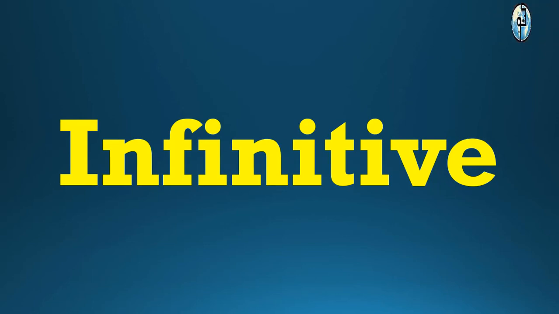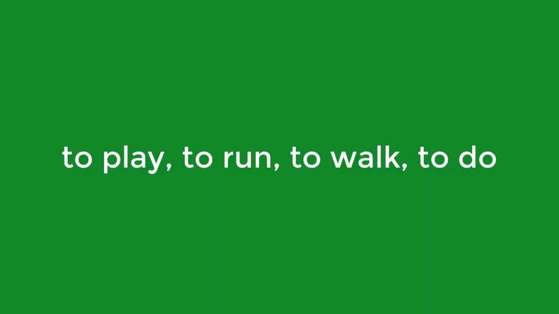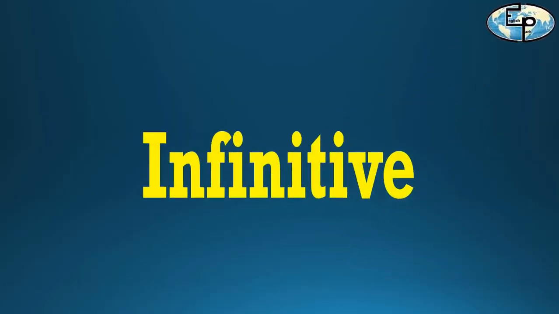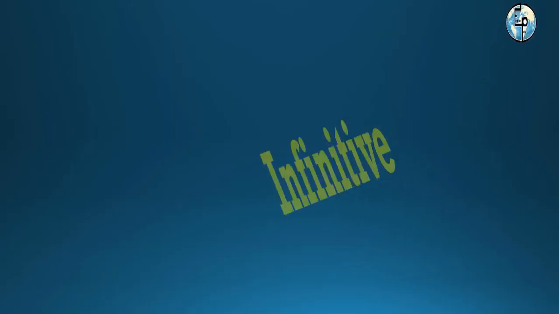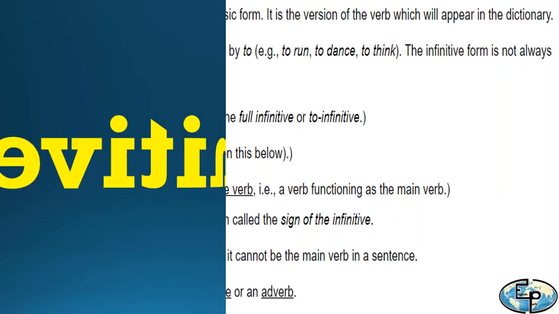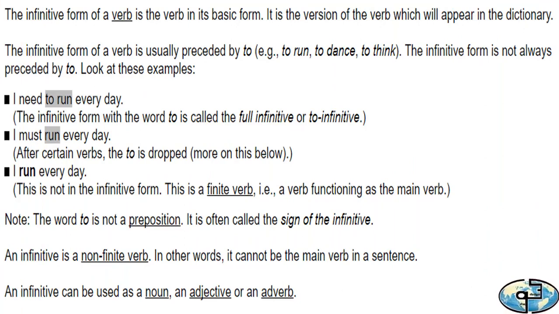The definition of infinitive: Infinitive is such a verb that cannot complete the sense of a sentence. Rather, it can modify or help the finite verb, acting as either noun or adjective or adverb, to complete the sense of a sentence. The infinitive form of a verb is the verb in its basic form. It is the version of the verb which will appear in the dictionary.